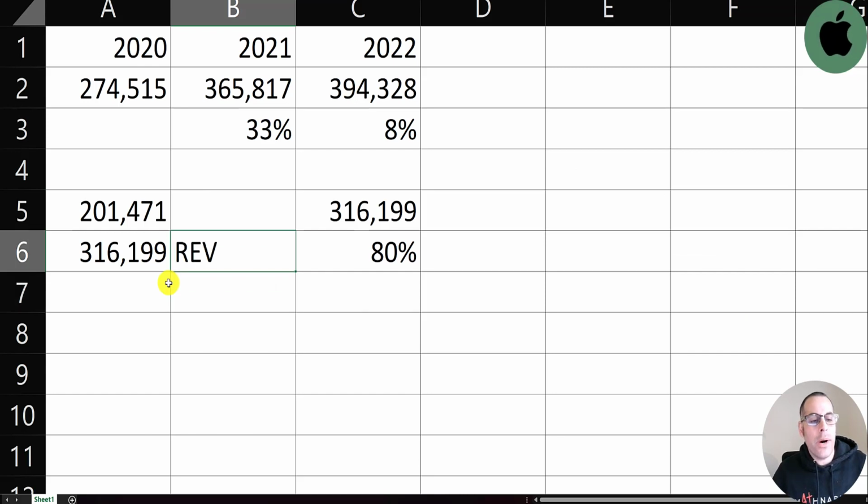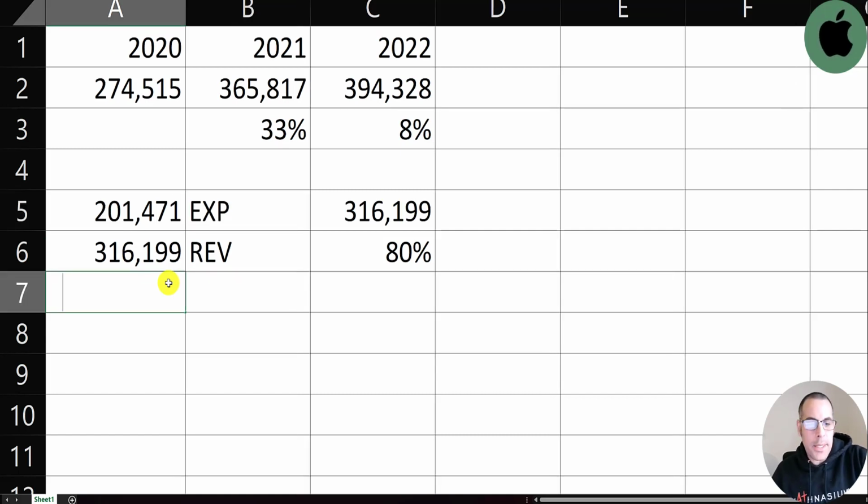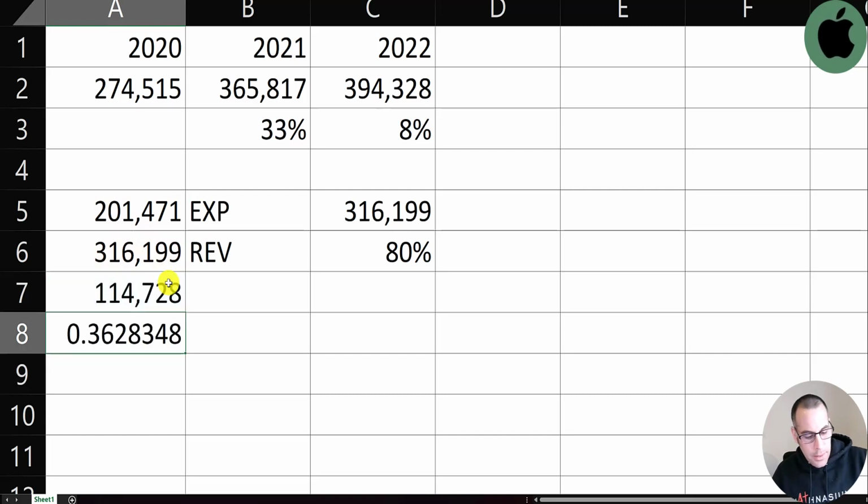So their revenue from products is $316 billion. The expenses to make those products is $201 billion. Let's calculate the difference. $114 billion. $114 billion over $316 billion. So they had a 36% profit or 36% margin on the sale of products.